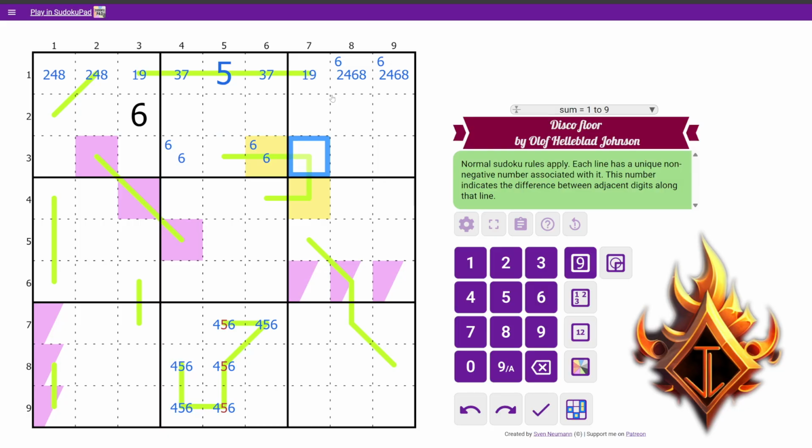So this one cannot be the 4. Difference of 4 line. This one has to be difference of 3. And this one now has to be 159, in some order.